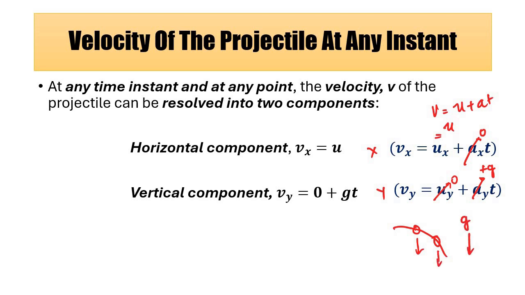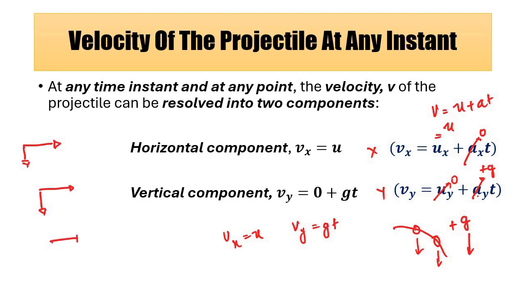So that's why it is positive. So the y component of acceleration is plus g. So the final velocity component along the y-axis, Vy, is equal to uy plus ayt, which is equal to 0 plus gt. So Vy is equal to gt and Vx is equal to u. So the horizontal component always remains constant, whereas the vertical component is slowly increasing.